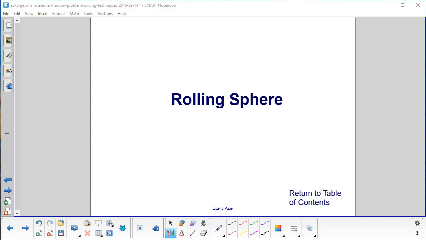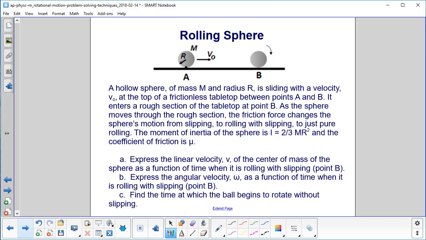Rolling sphere. We have a hollow sphere of mass m and radius r, and it is sliding with a velocity v0 at the top of a frictionless tabletop between points A and B. So what we have is this guy moving here on a frictionless tabletop.